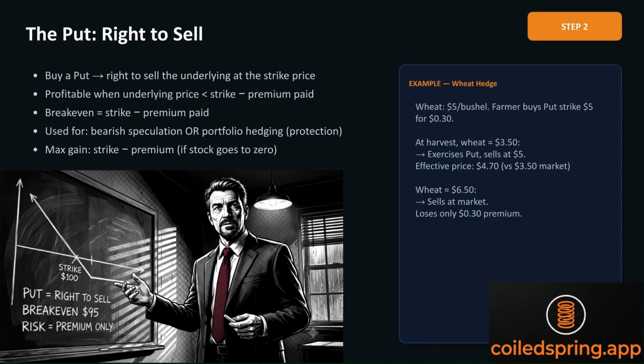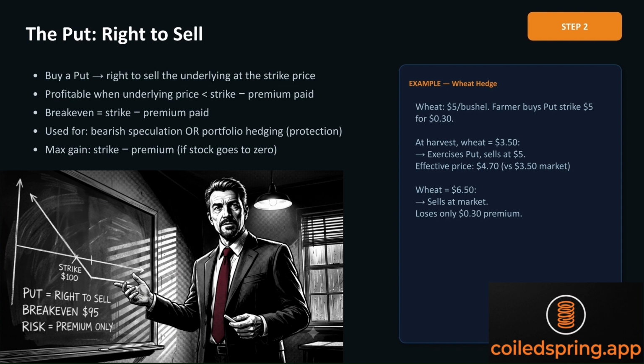Let's establish the mechanics. The put is profitable when the underlying price falls below the strike price minus the premium you paid. That's your break-even. If the stock is at $95 and you bought a put at strike $100 for $5, your break-even is $95. Below that, you're making money. Above that, you let the option expire and lose only the premium.